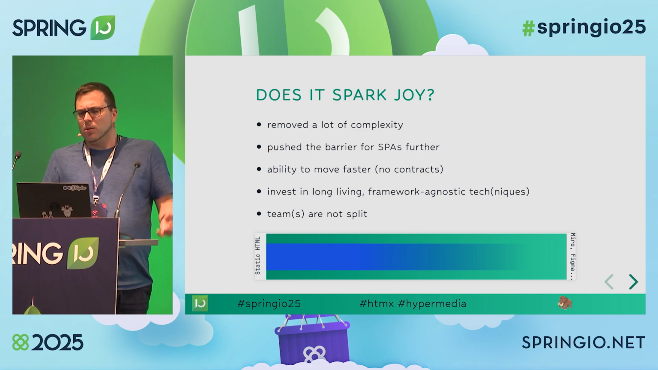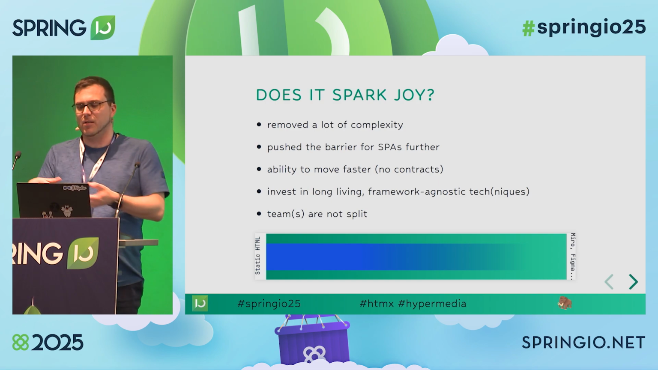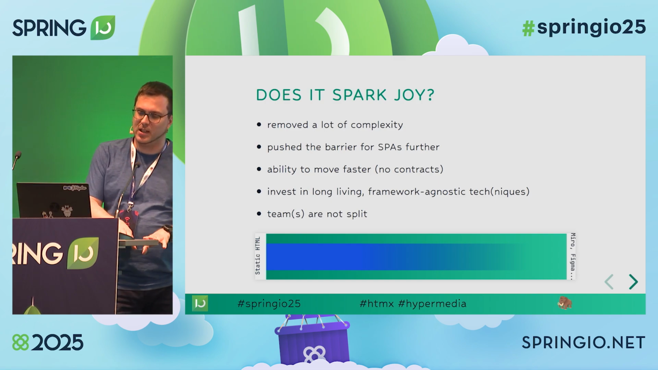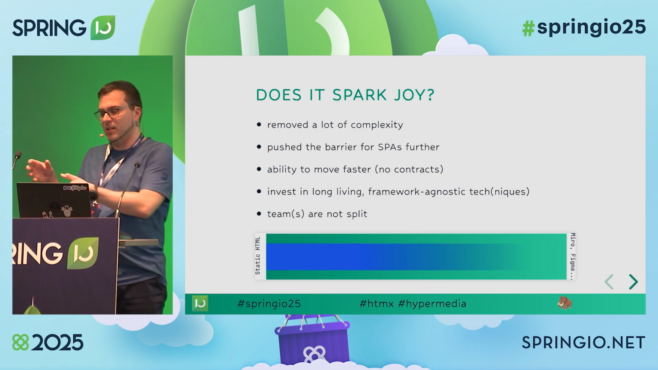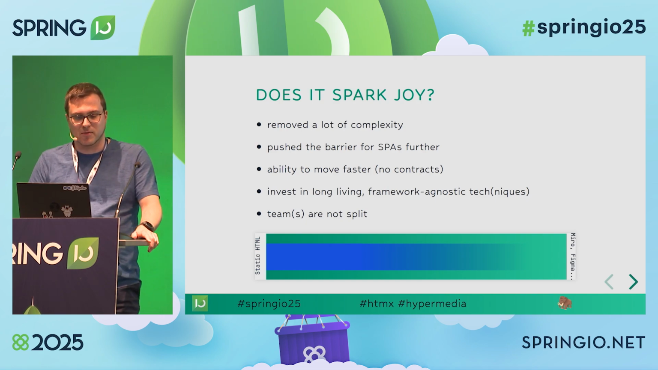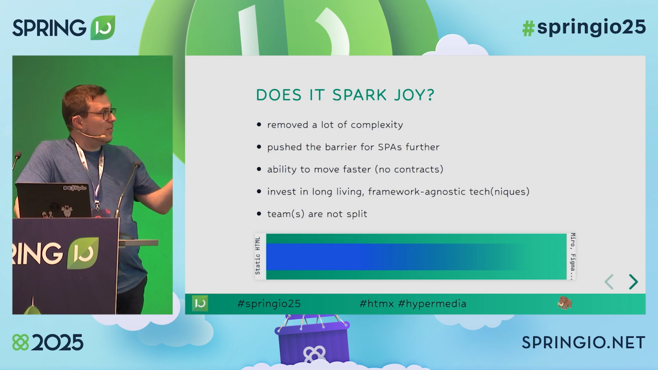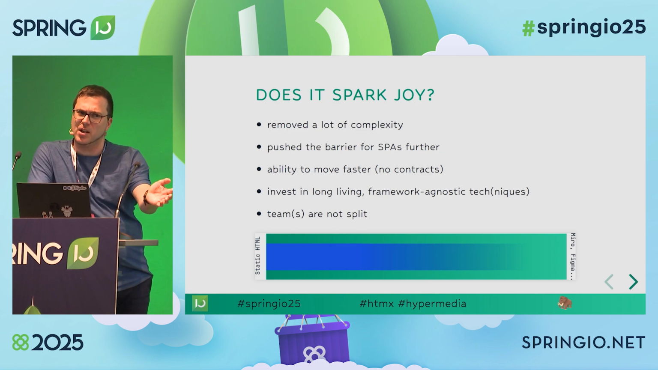We can move faster, I would say, because we don't have contracts, right? You don't have an API, you don't have API versioning. If you need something, you directly have access to the data and the templates. You can just change it. You don't have different teams. And you invest in long-living, framework-agnostic techniques, which is generally good, right?